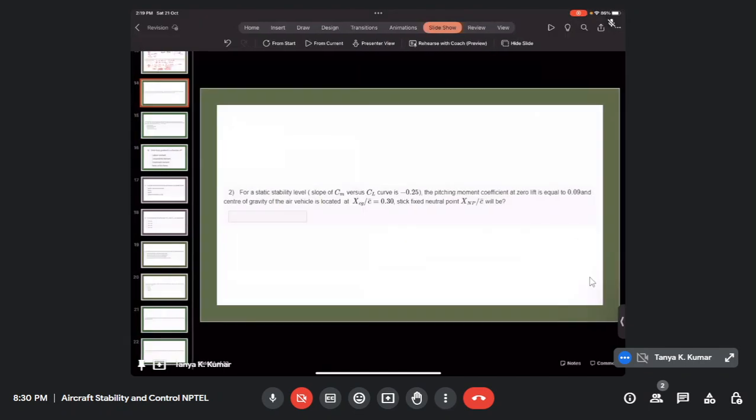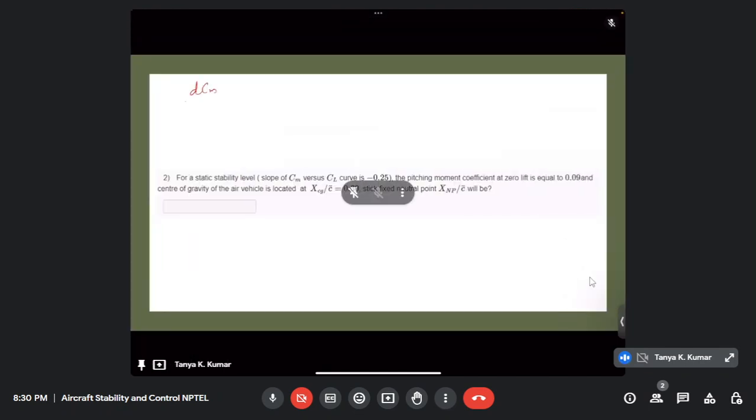So they've given you dCm upon dCl, that is minus 0.25. They've given you Cm at 0 Cl, that is 0.09. They've given you x bar Cg, how much is it? Yeah, so it is 0.3. Can you find out x bar NP? What quantity relates all these terms?